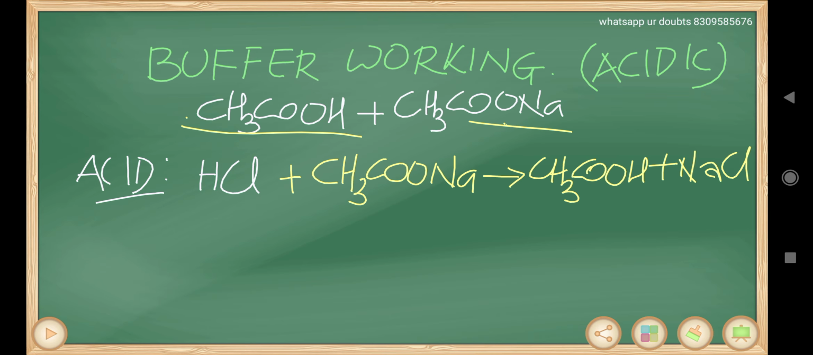See, interesting. CH3COOH is already with us. So because of the CH3COOH increase, there is no change in pH. And NaCl is absolutely neutral. When NaCl is neutral, the pH won't change. So the pH is not changed because whatever compounds are formed are not going to make any impact. CH3COOH is already with us and the NaCl formed is neutral.